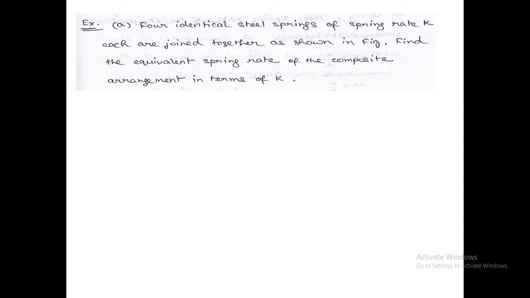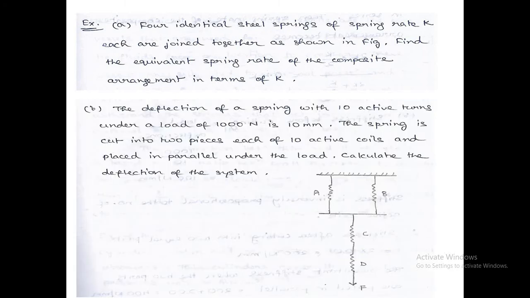Next, let's solve a problem regarding springs in series and parallel. Okay, so here comes one example. Part A: four identical steel springs of spring rate K each are joined together as shown in the figure. Find the equivalent spring rate of the composite arrangement in terms of K. Part B: the deflection of a spring with 10 active turns under a load of 1000 newton is 10 mm. The spring is cut into two pieces, each of 10 active coils, and placed in parallel under the load. Calculate the deflection of the system. So here you can see the figure is given.